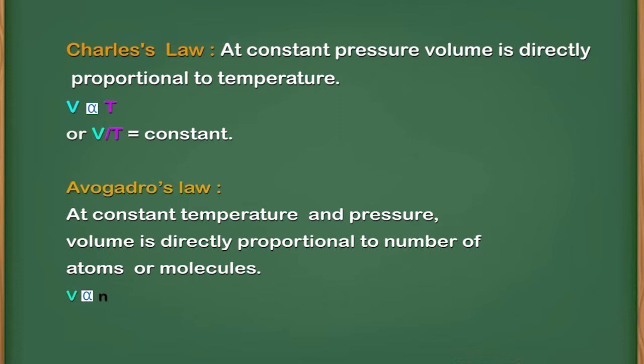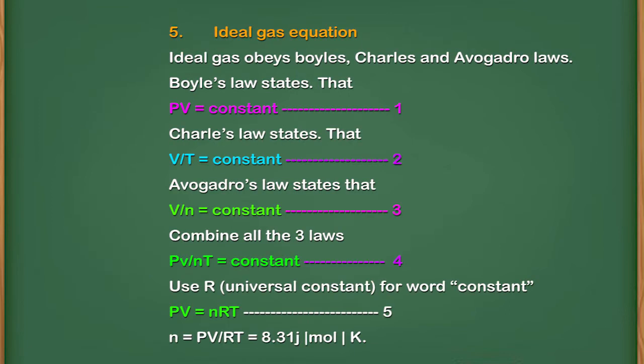Then next one comes ideal gas equation. What is ideal gas equation? Let us see. What is ideal gas? Ideal gas obeys Boyle's law, Charles' law and Avogadro's law. So Boyle's law states that PV is equal to constant. Charles' law states that V by T is equal to constant. Avogadro's law states that V by N is equal to constant. First one I have numbered 1, 2, 3. Then next one, combine all the three laws. Then it comes PV by NT is equal to constant. This is the fourth equation.